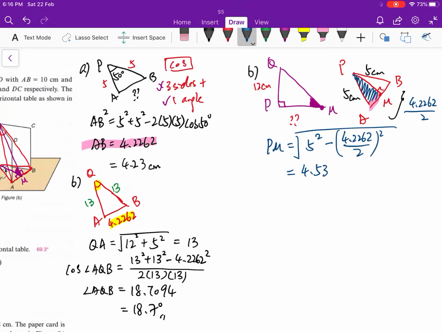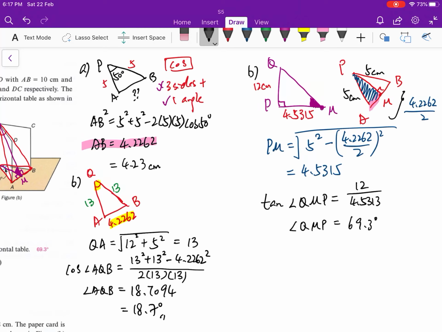Using 4 decimal places again, 4.5315. So yes, we got the PM now. PM is 4.5315. So I want to find the angle. Of course, you can use tangent. So tangent of angle QMP will equal 12 divided by 4.5315. Then using arctangent, you find the angle.